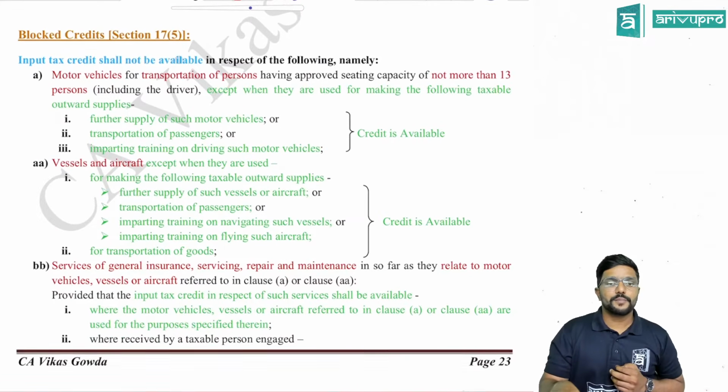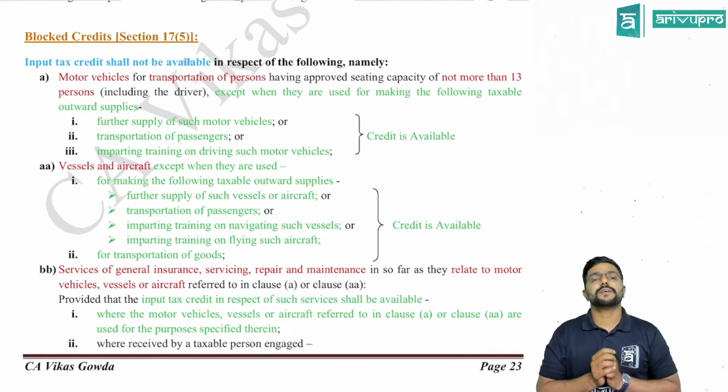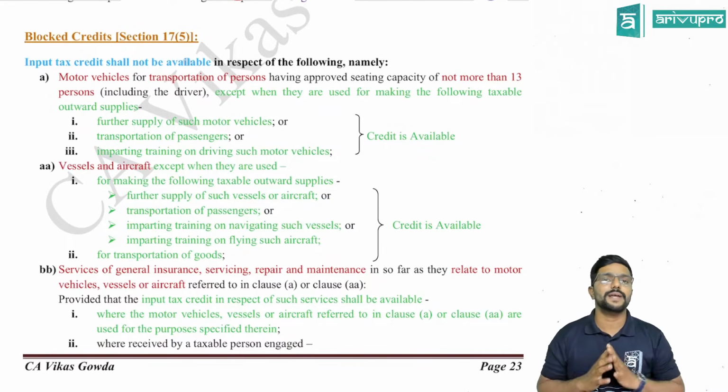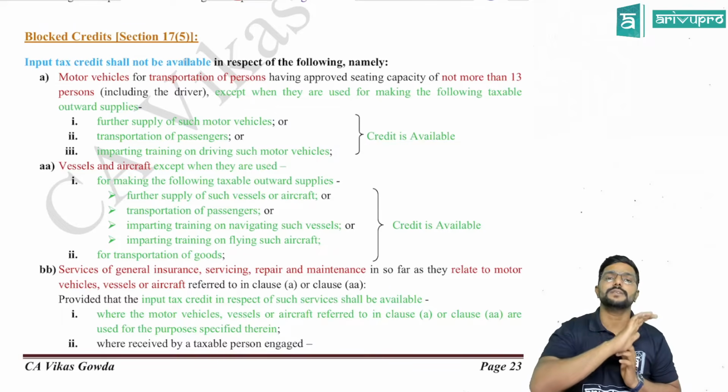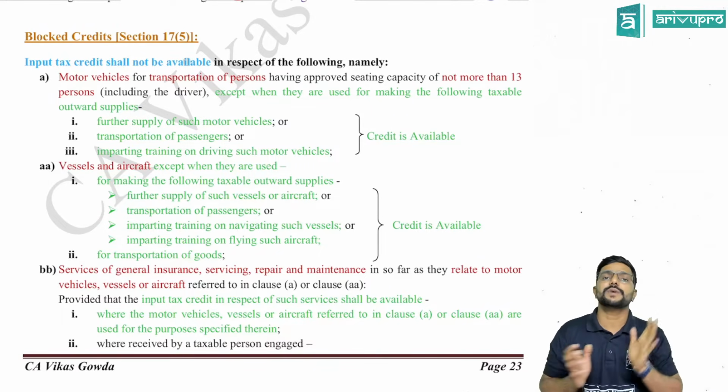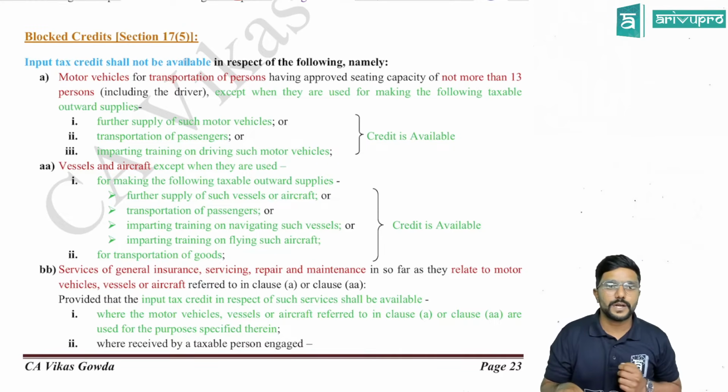Next, coming to blocked credits, which is given in section 17 subsection 5. Here there is a list of situations in which on your inward supply you cannot claim the credit. Blocked means input tax credit cannot be claimed if your inward supply is included in any of these points. What are those? One by one.